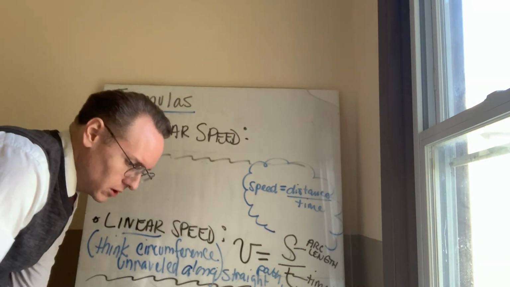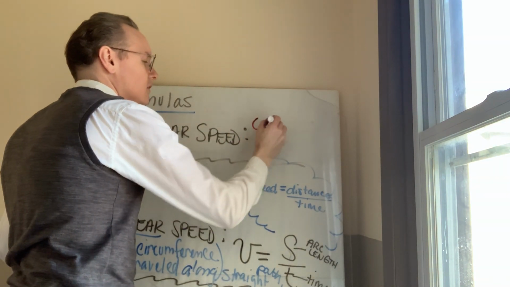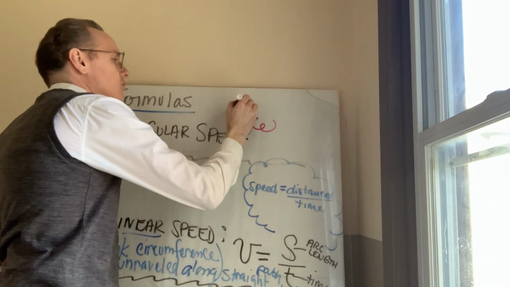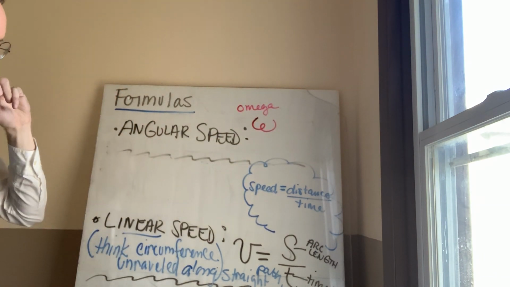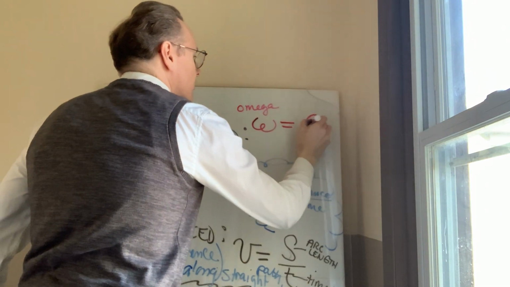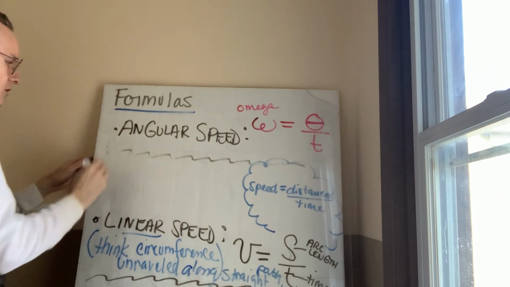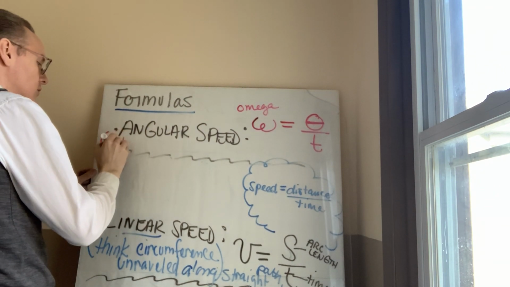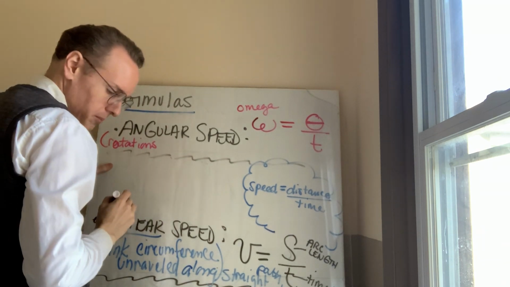When you have an angular speed, we use this symbol. It's not a W. This is omega. It's another one of those Greek letters. It's a lowercase omega specifically. Omega is equal to theta over time. This is basically rotations per unit of time.